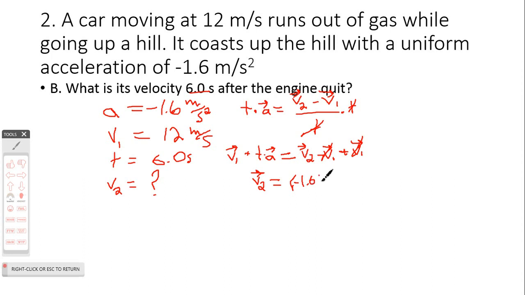So let's add our numbers in and solve. Negative 1.6 meters per second squared, times the time, which is 6 seconds, plus my v1, which is 12 meters per second. And I'm left with a fairly straightforward thing to punch into my calculator. Negative 1.6 times 6 gives me negative 9.6, and negative 9.6 plus 12 is equal to a final speed of 2.4 meters per second. That is positive. So after 6 seconds, it still is moving up the hill, but it's moving up the hill at 2.4 meters per second.